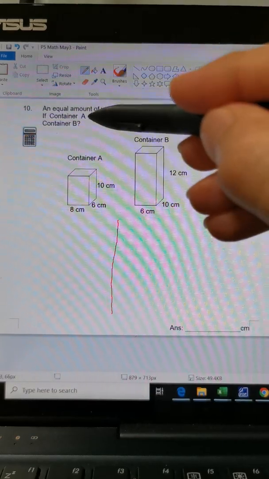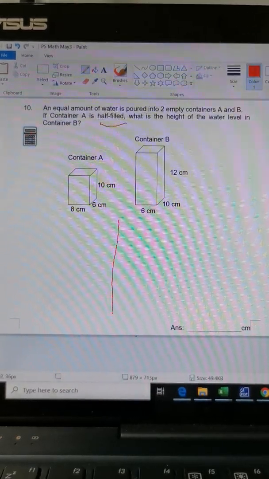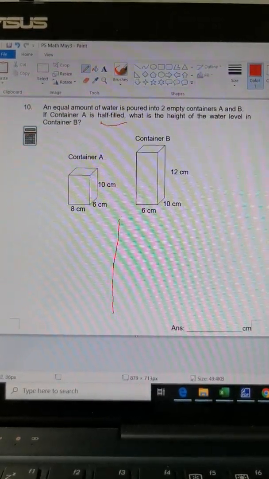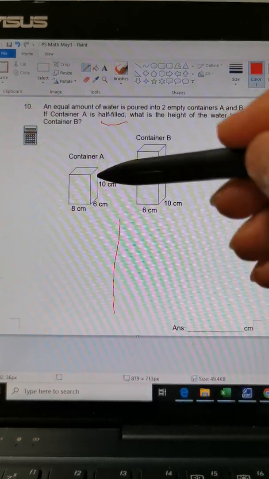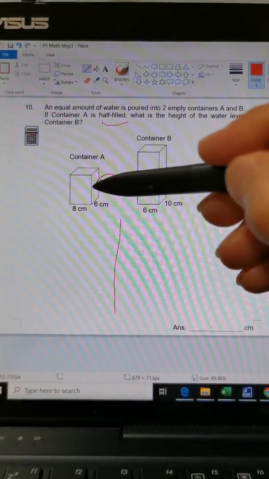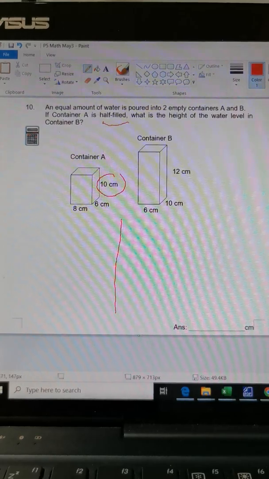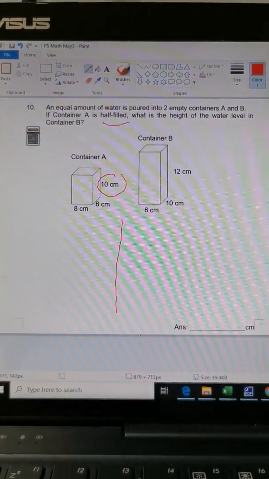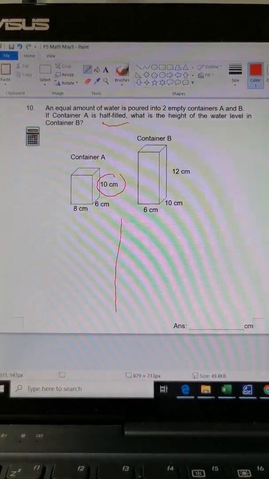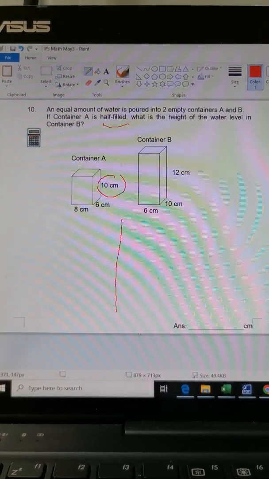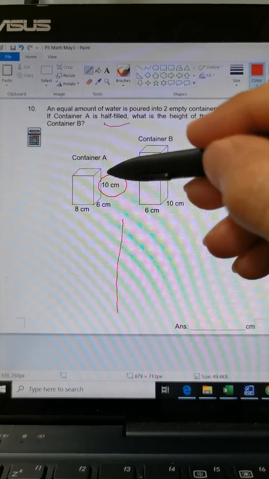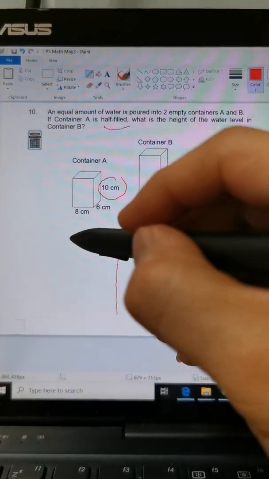Now they told you container A is half filled. When container A is half filled, it means the water is not filled up to 10 centimeters. It's only filled up to half of 10 centimeters. So what does it mean? It means that this is half of this. The height of the water is half of this, which means we're going to have 5.